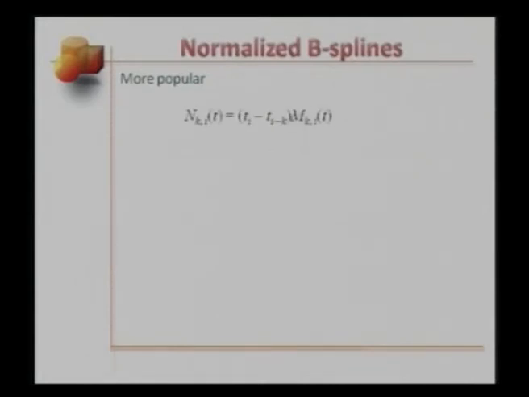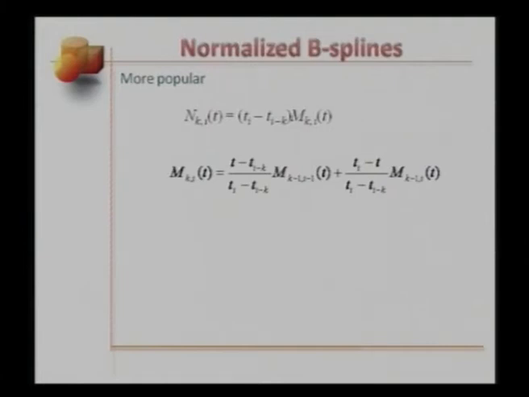A normalized B-spline basis function is given by N sub k sub i, a function of t, which is equal to t_i minus t_(i-k) times M_k,i(t). In a sense, if we multiply the regular B-spline basis function by its entire knot span over which it is spanning, t_i minus t_(i-k), we get the normalized basis function.